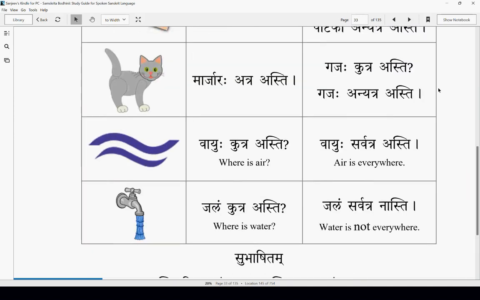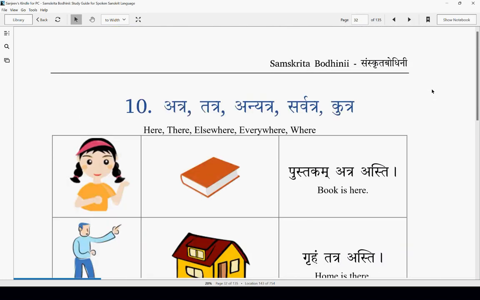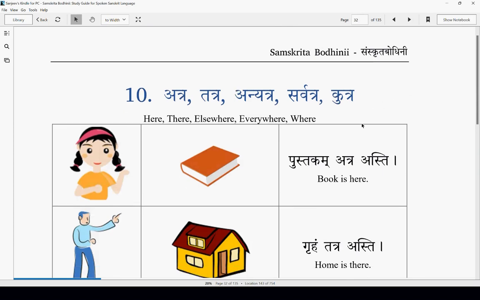So with that, any question on this list first? Atra, I think this is simple. Atra, tatra. Just as an indication, near and far. I use these pictures here to show near, far. Pustakam atra asti is near to this girl. And Graham tatra asti. If it is far, tatra; if near, atra.